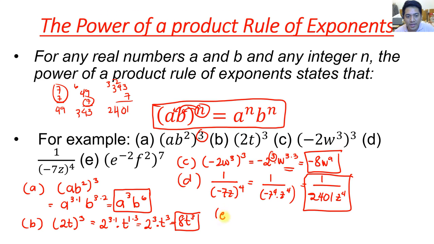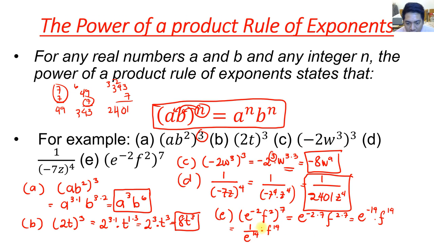And lastly, for letter E, you have (e raised to negative 2 f squared) raised to 7. So distribute: you have e raised to negative 2 times 7 and f squared times 7. So you have e raised to negative 14 and f raised to 14. Again, we can eliminate e raised to negative 14 by getting the reciprocal. So you have 1 all over e raised to 14 multiplied by f raised to 14. Numerator times numerator, denominator times denominator, so that would be f raised to 14 all over e raised to 14. That will be our final answer.